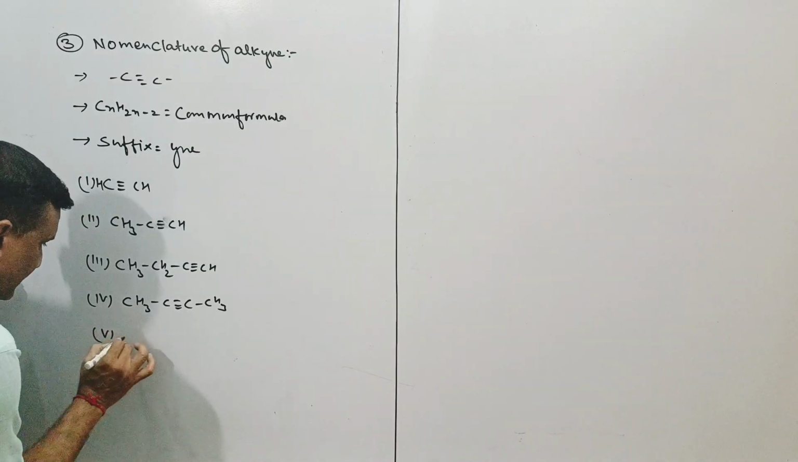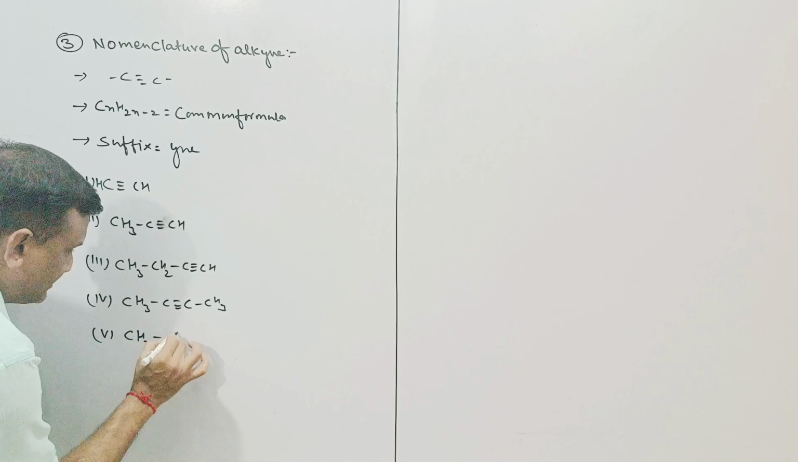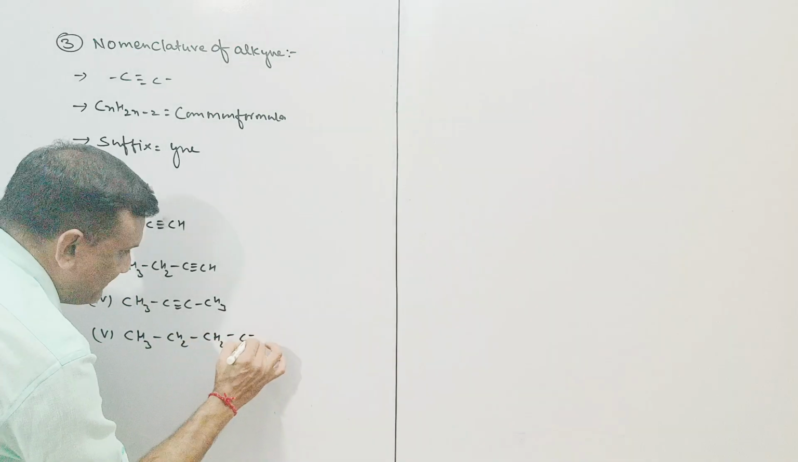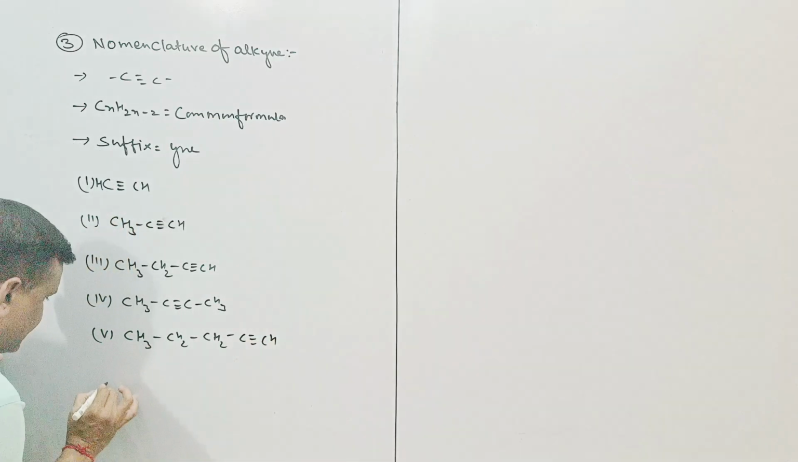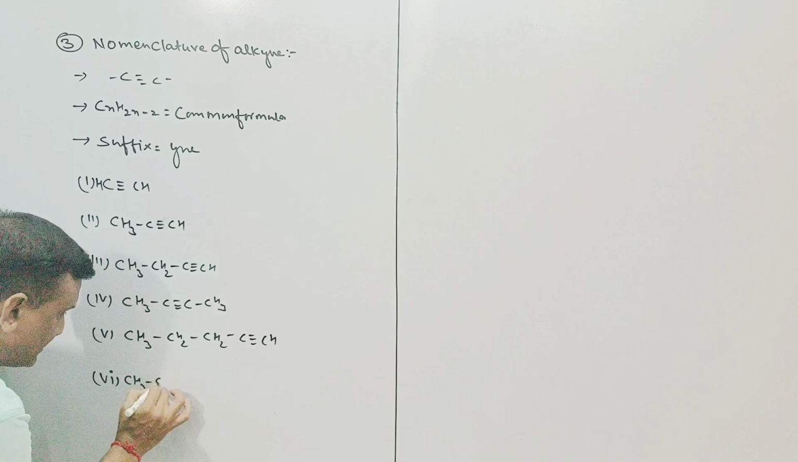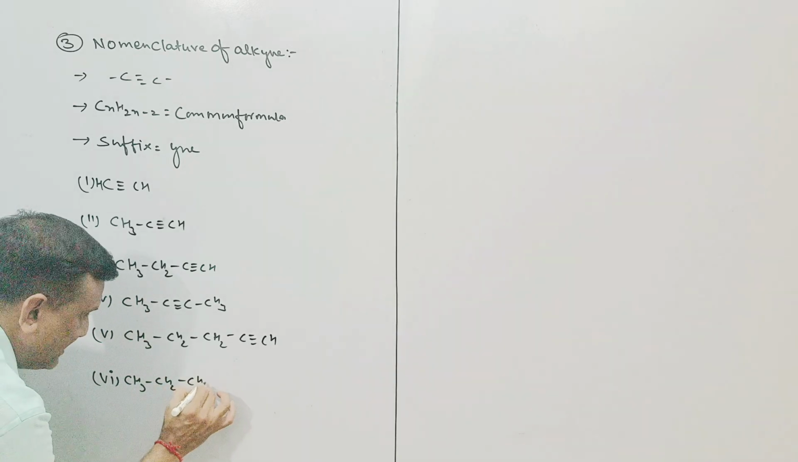Now the fifth compound is CH3, CH2, CH2, C triple bond CH. This is the sixth compound as a CH3, CH2, CH double.